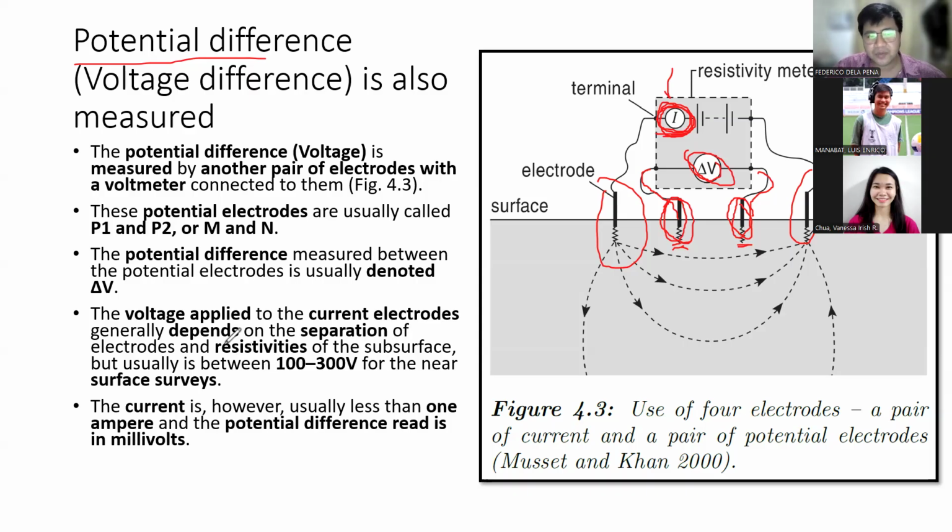The typical voltages involved in resistivity surveys are between 100 to 300 volts. So it's not technically lethal, but at the same time, this is not really a comfortable amount of voltage to be exposed to. Current will usually be in the range of 1 ampere, while the potential difference is commonly read in units of millivolts.